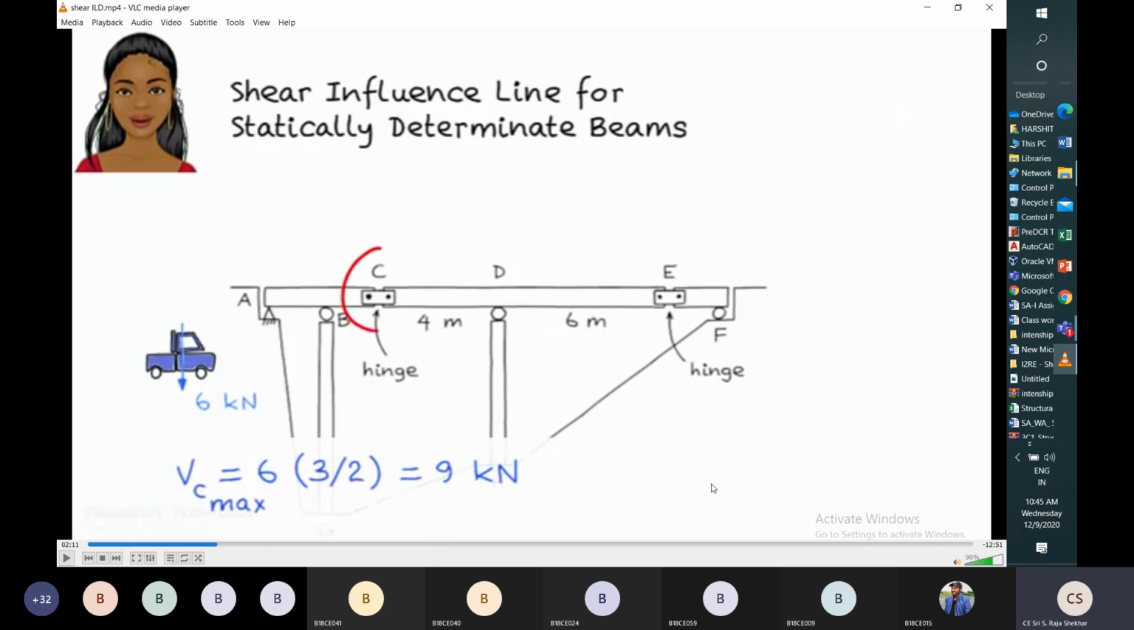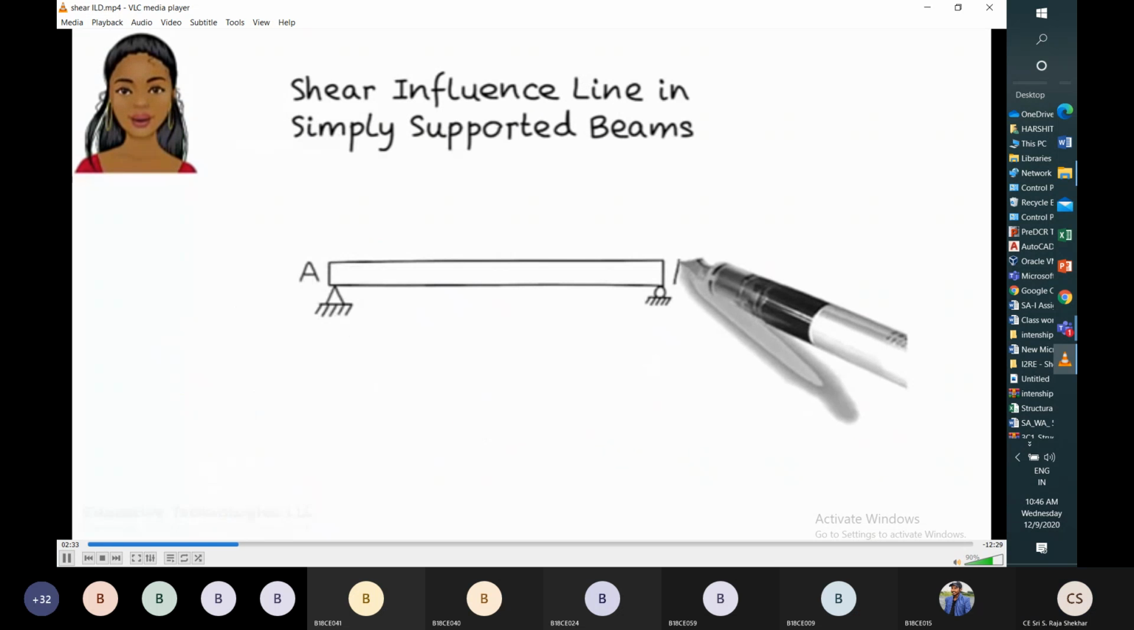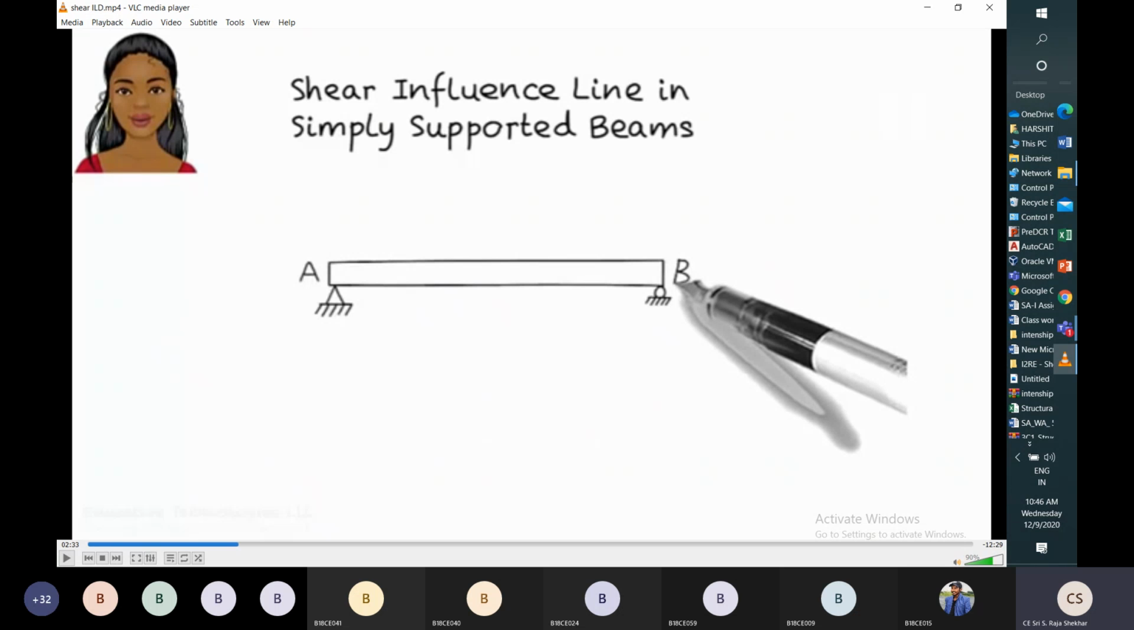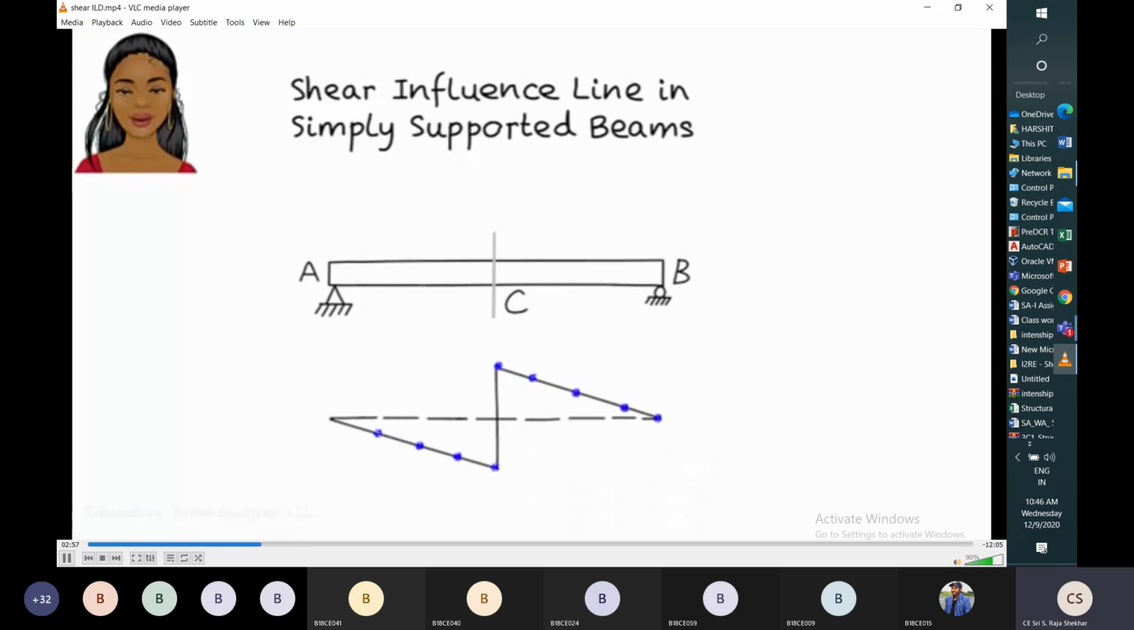Now we will see one shortcut method to draw this ILD for shear. I am taking one simply supported beam. I want to draw the shear at section C. We know this variation of shear for a simply supported beam when the unit point load moves from A to B. Here the ordinate is Z by L and this is L minus Z by L. We have already seen this one.